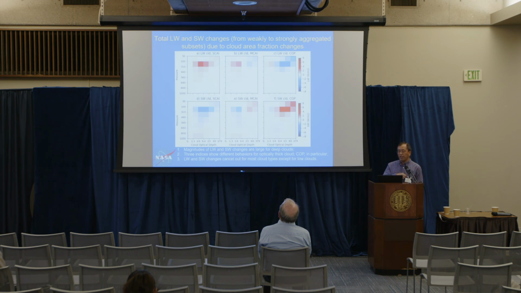So this is showing the last result. It's showing the total change due to the cloud area fraction change. And you see those three index results are quite different, but you notice the longwave and shortwave almost totally cancel each other, except the low-level clouds, those low clouds.